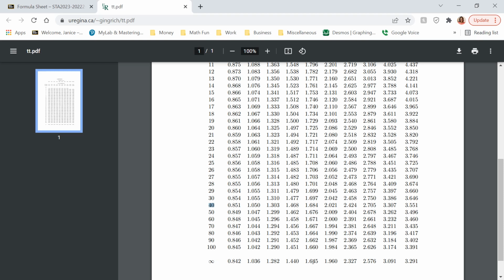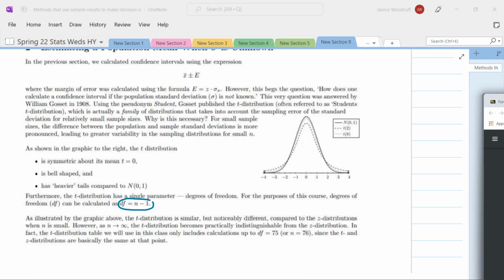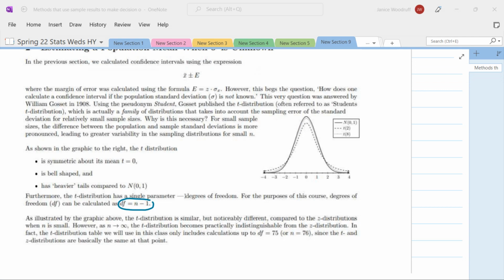Now the infinity ones, look at the 95%, 90%, 1.645. Then 99%, 95%. They're the same as the z values. So the larger the sample size gets, the t and z will be the same. Okay, and I'll show you how to find it in your calculator in just a minute.